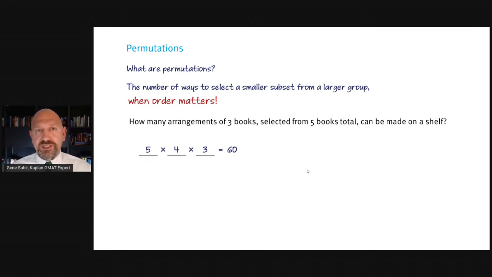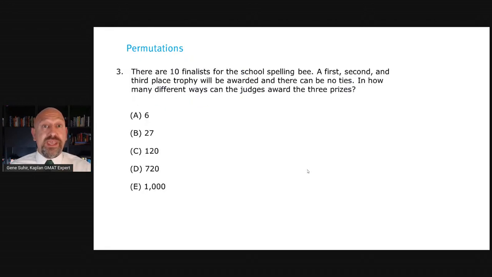This then becomes 60. So this idea here of permutations, it's kind of like we had with arrangements earlier with setting up the slots, but some of the books end up getting used and some don't. So you set up a slot for each of the things that actually get used and then work 1 slot at a time. So this is kind of taking arrangements to the next level with making a subset.